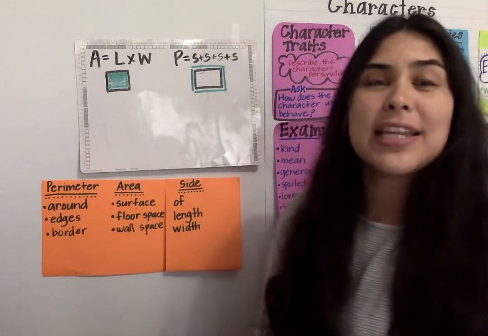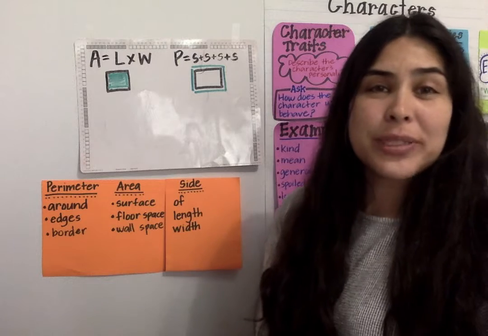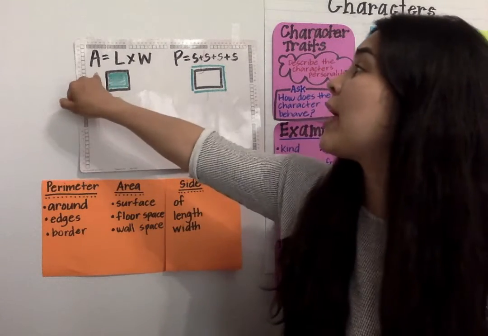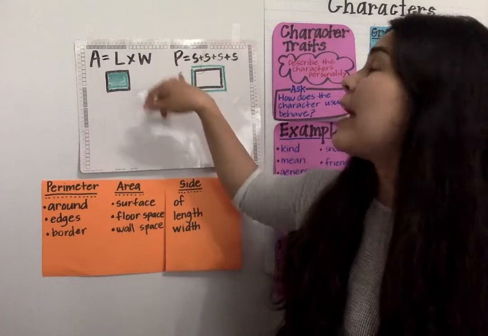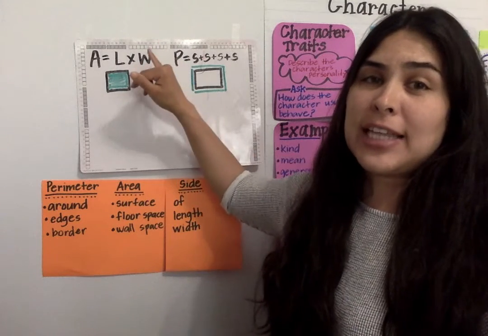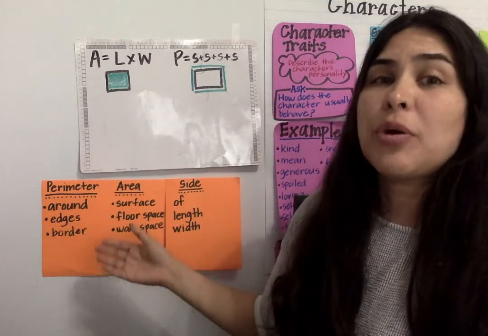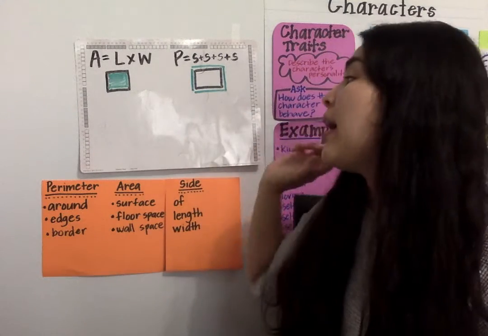Today I'm here with your math lesson. Today we're actually doing something very similar to what you did last week. We are going to solve for area, for perimeter, and for unknown side length. So you guys have already done this. You know the equations, you know the steps, you know what to do.